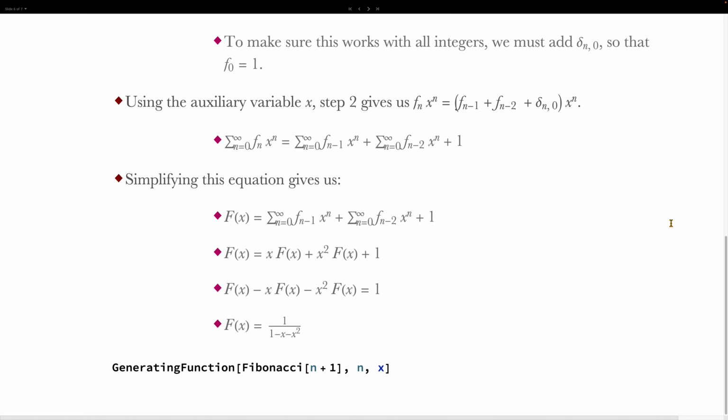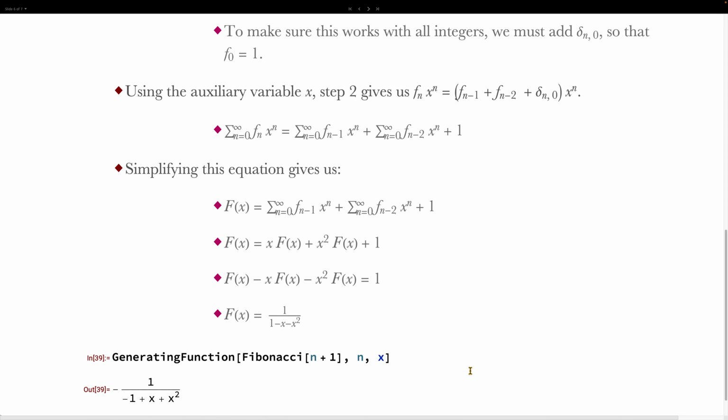Now we can finally put this to rest once and for all by giving the Wolfram language GeneratingFunction of Fibonacci of n plus 1, comma n, comma x, in which it'll spit back negative 1 over negative 1 plus x squared, which is equivalent to our generating function. I should note here that I had to give the Fibonacci of n plus 1, as the Wolfram language is 0 indexed.